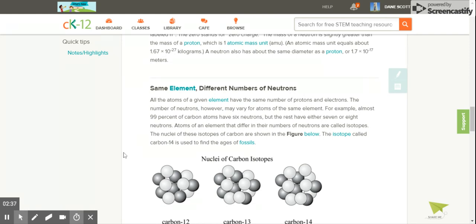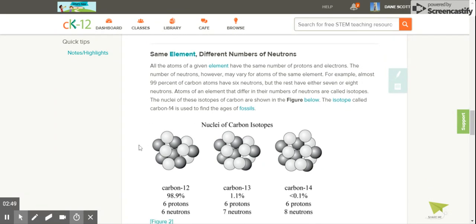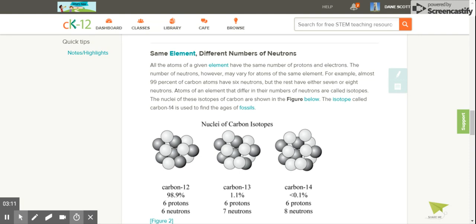Same element, different number of neutrons. All the atoms of a given element have the same number of protons and electrons. The number of neutrons, however, may vary for atoms of the same element. For example, almost 99% of carbon atoms have 6 neutrons, but the rest have either 7 or 8 neutrons. Atoms of an element that differ in their number of neutrons are called isotopes. So same types is what that literally breaks down in meaning. The nuclei of these isotopes of carbon are shown in the figure below. The isotope called carbon-14 is used to find the ages of fossils.